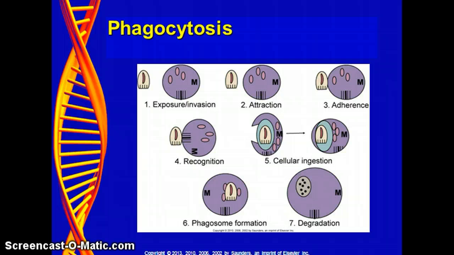When you look at phagocytosis, there are 7 steps that have to occur in order for that non-self cell or that antigen to be eliminated, destroyed, however you want to look at it. And we will stop here with this presentation and then continue on with antibody-mediated immunity.